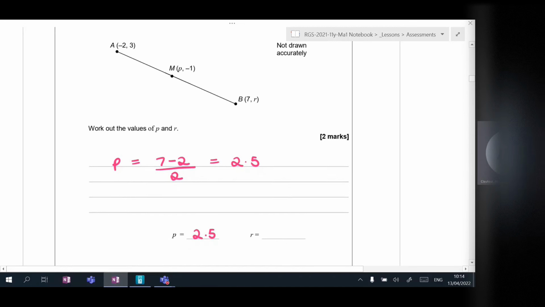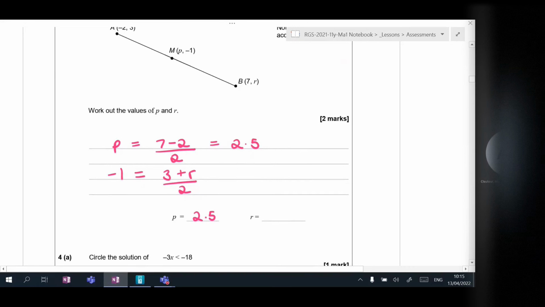And average your y coordinates. If I average my y coordinates, I get my midpoint coordinate, which is minus 1. So I'm averaging 3 and r. If we solve that, minus 2 is 3 plus r. That gives me r is minus 5.